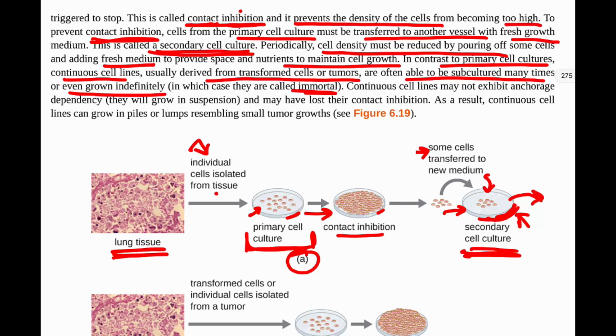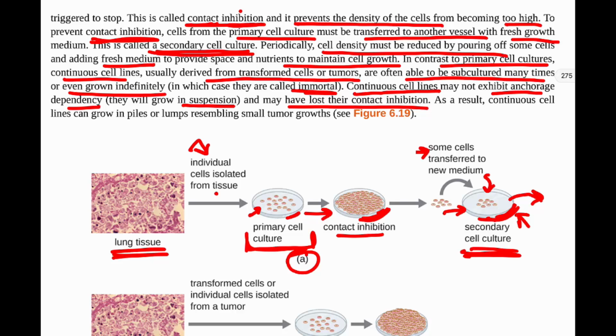Continuous cell lines may not exhibit anchorage dependency. They can just grow in suspension, so they don't have to be in this single layer where they're able to touch the bottom and be anchored. And they may have lost their contact inhibition. So this continual cell line is different here.